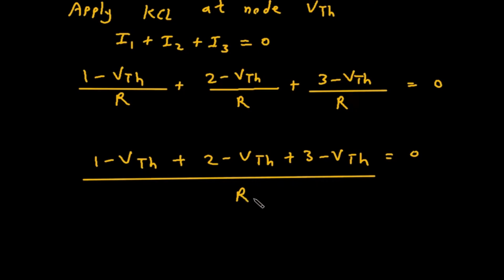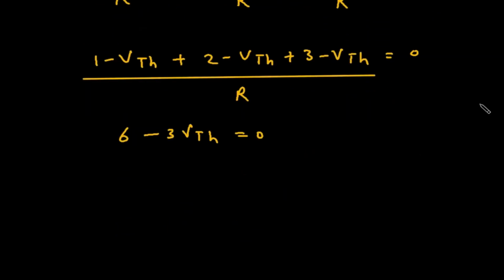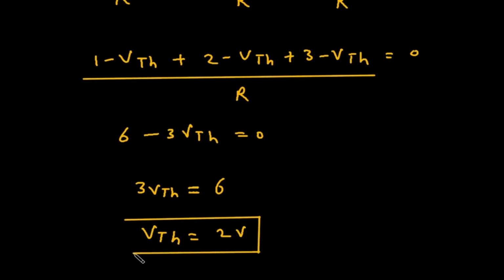So this R, when it goes on right side, this will be 0. So directly 1 plus 2 is 3, 3 plus 3 is 6. So this will be 6 and minus VTH, minus VTH, minus VTH will be minus 3 VTH is equal to 0. So 3 VTH is equal to 6. So from this VTH is equal to 6 by 3 is 2 volt. This is the value of VTH.